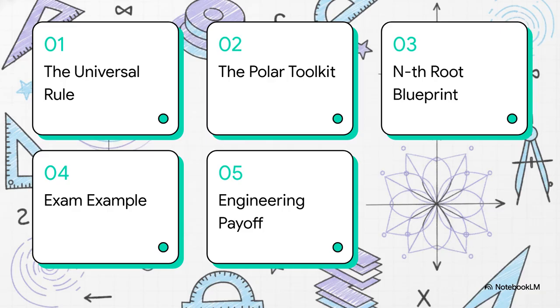We're kicking off with the universal rule. Then we'll open up the polar toolkit, lay out the nth root blueprint, run through a real exam example with z to the power of 6 equals 1, and finally, we'll hit the engineering payoff.